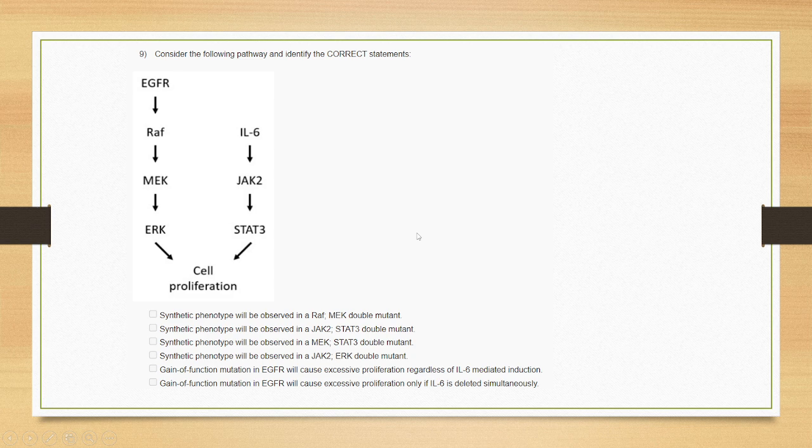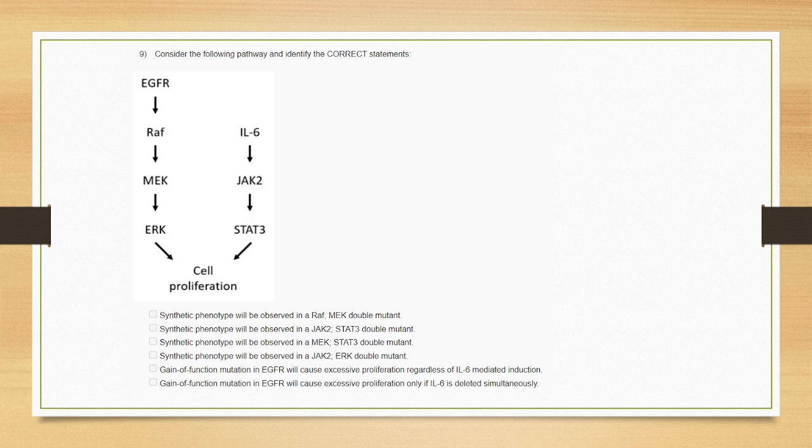Consider the following pathway and identify the correct statements. So, this is a pathway which is given to you, and the statements are: synthetic phenotype would be observed in a RAF MEK double mutant. Synthetic phenotype will be observed in a JAK2 STAT3 double mutant. Synthetic phenotype will be observed in a MEK STAT3 double mutant. Synthetic phenotype will be observed in a JAK2 ERK double mutant.